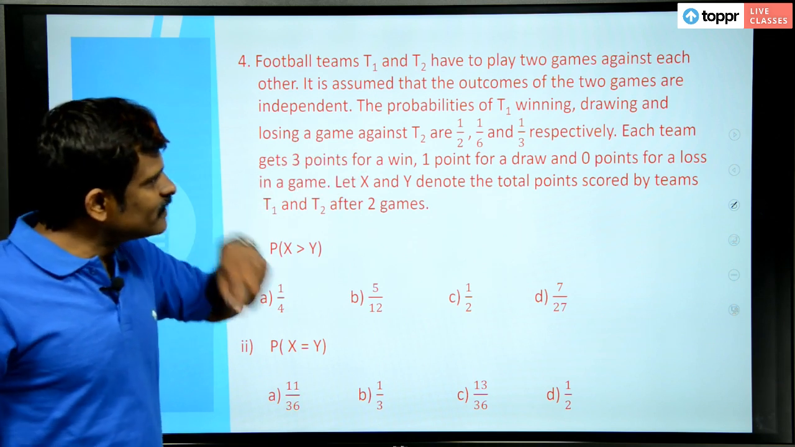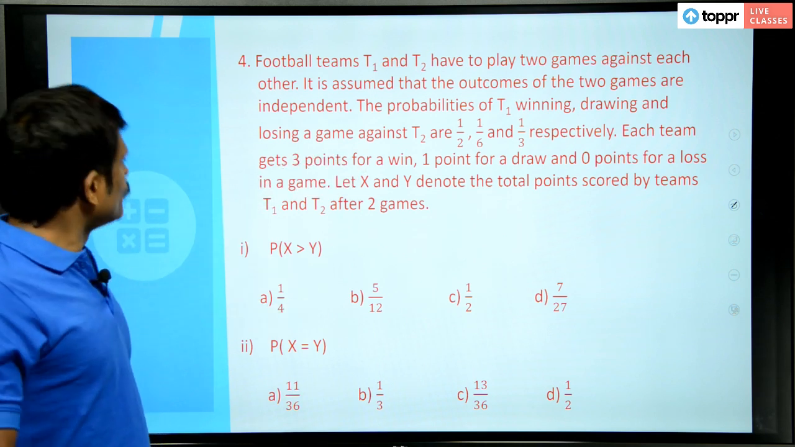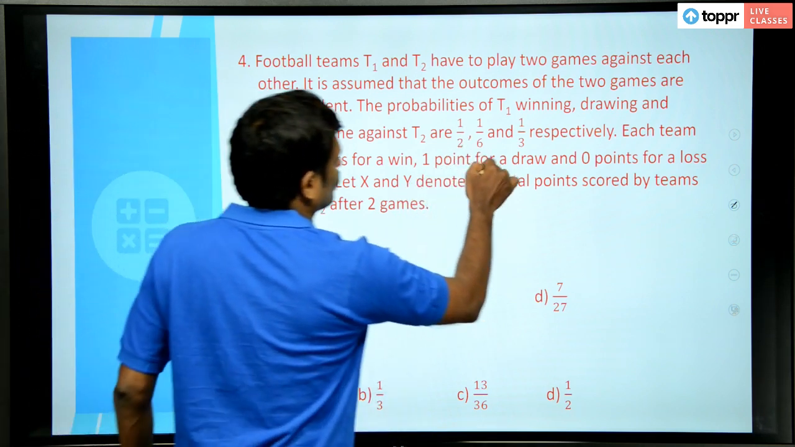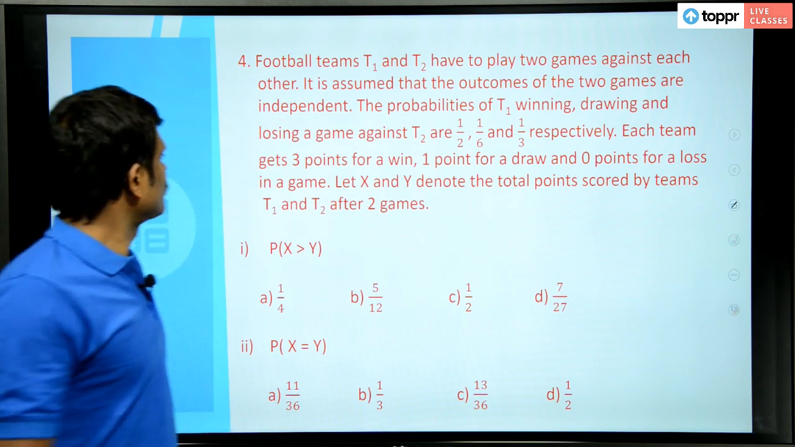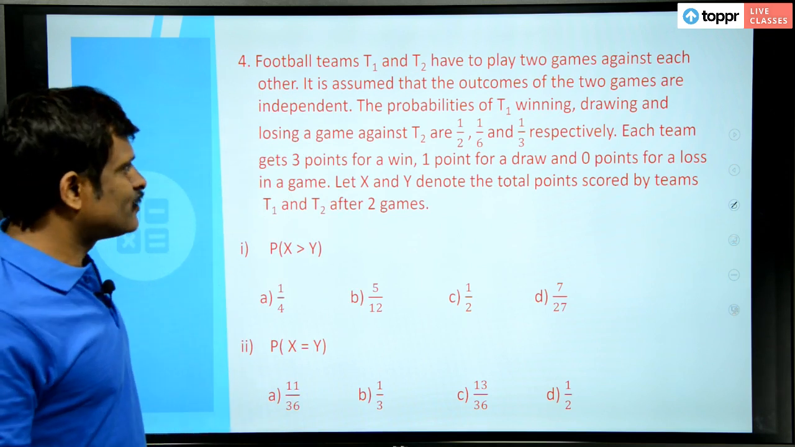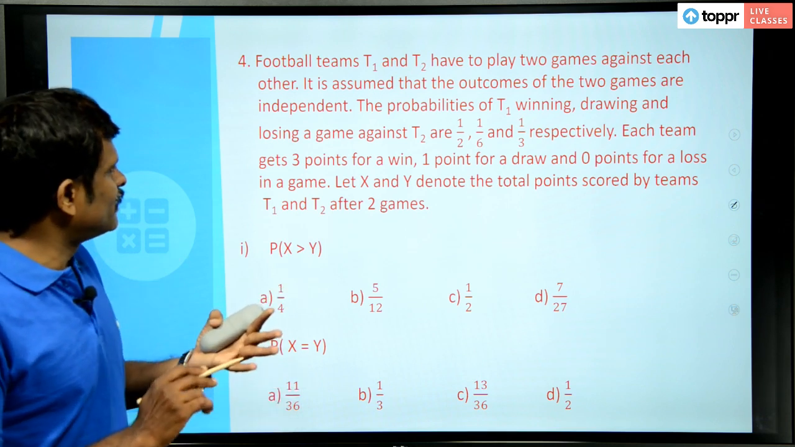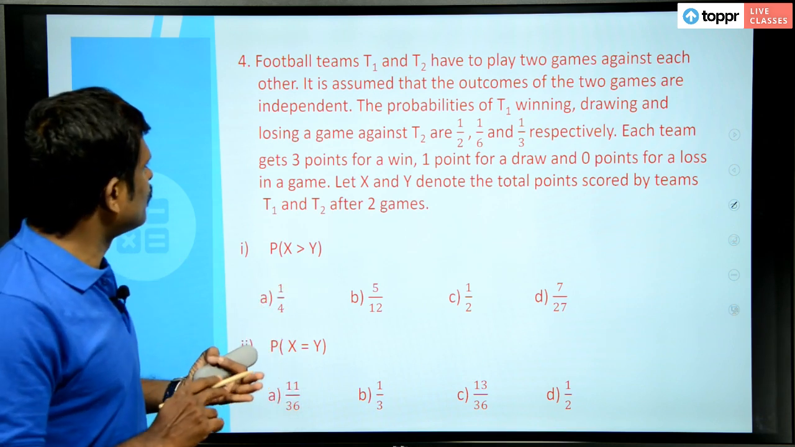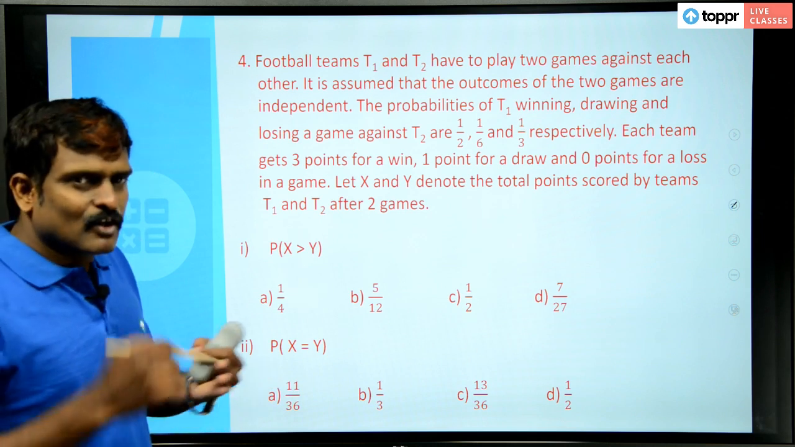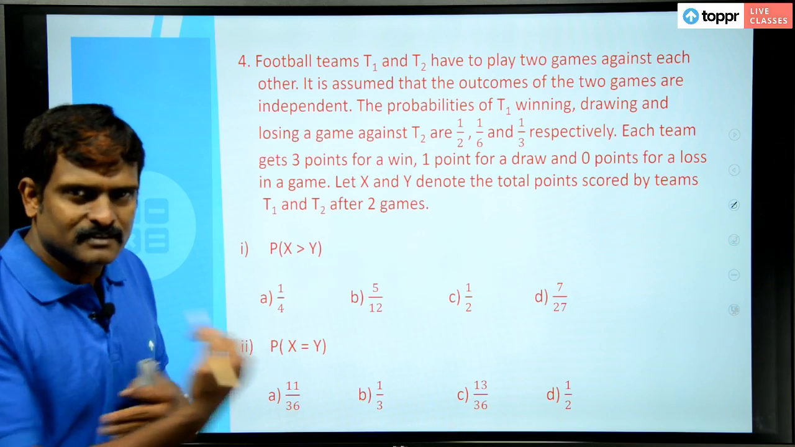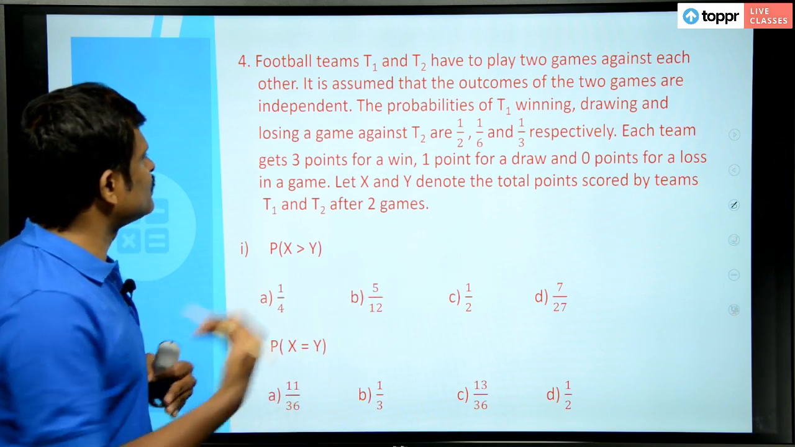The probabilities of T1 winning, drawing and losing the game against T2 are given by half, 1 by 6 and 1 by 3 respectively. So, the winning probability for T1 is half, and there is a 1 by 6 chance to draw the game. There is a 50-50 chance to win the game and 1 by 3 is the chance to lose the game.